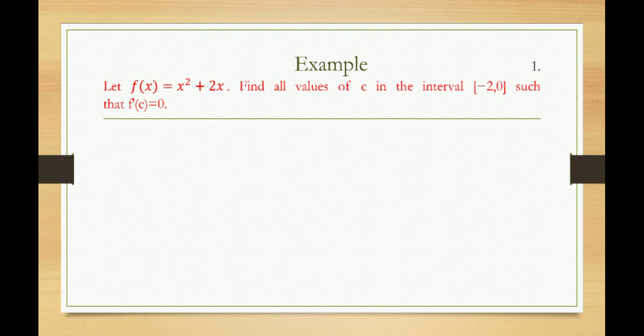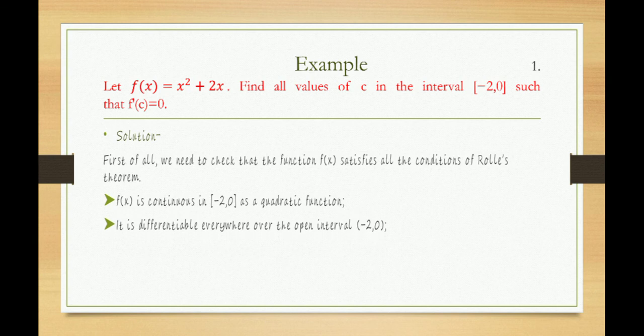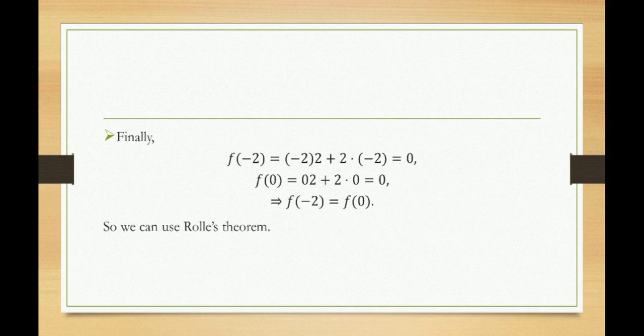See the next example. Let f(x) = x² + 2x. Find all values of c in the interval [-2, 0] such that f'(c) = 0. See the solution. First of all, we need to check that the function f(x) satisfies all the conditions of Rolle's theorem. f(x) is a polynomial function, a quadratic function, so it is continuous on the closed interval [-2, 0]. Also, it is differentiable everywhere over the open interval (-2, 0).